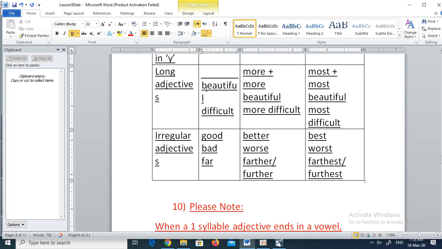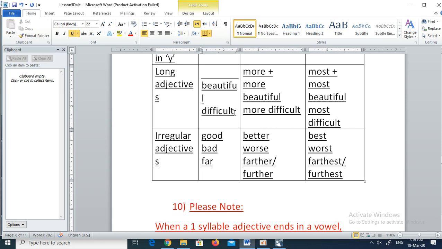Alright, so if we start in the positive degree with the adjective beautiful, beautiful is the simple and basic form of the adjective. To put that into the comparative degree, all we then have to do is put more in front. So beautiful, the positive degree, goes to more beautiful in the comparative degree. And in the superlative degree, we add the word most in front, and it becomes most beautiful.